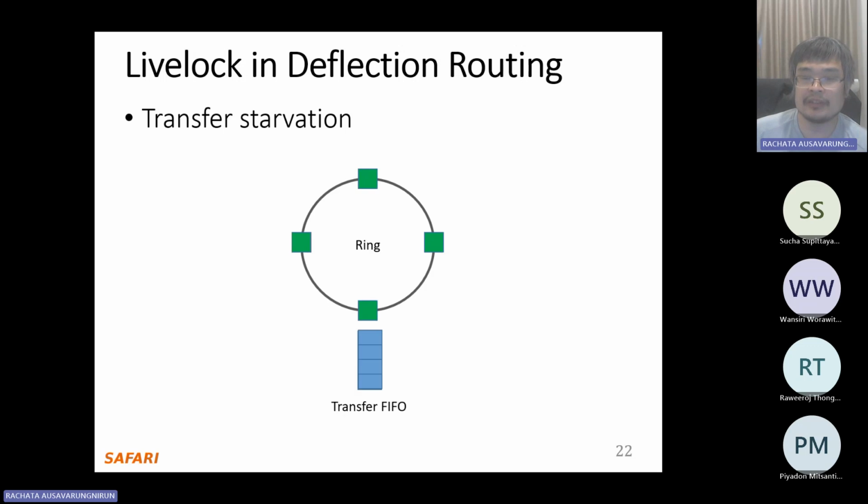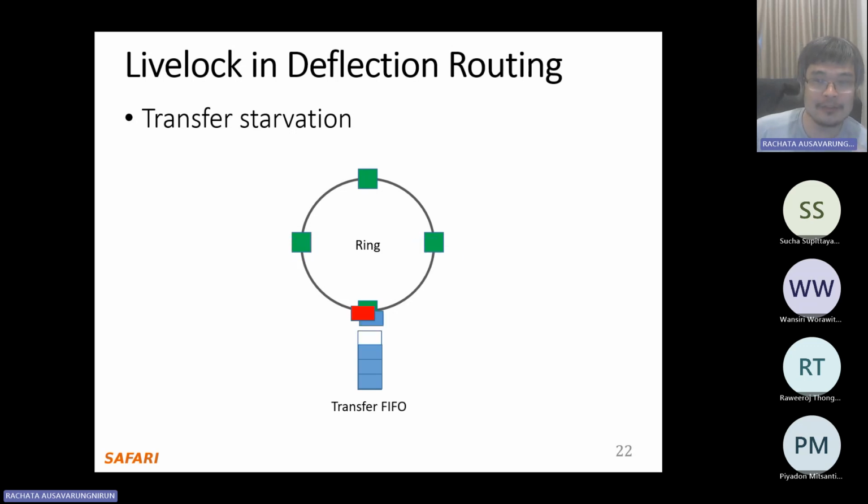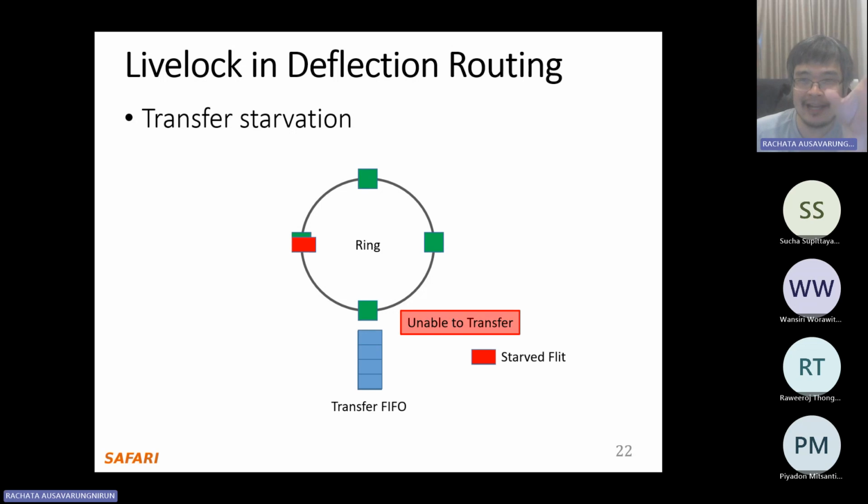Now, at the global level, you can have one more thing. You can have transfer starvation, which is basically the transfer between local to global. So let's say you have a flit like this. You want to go to the global level, but that transfer FIFO, let's say that's your destination. Another flit sneaks in, uses the buffer. So I get deflected. In the next cycle, the same thing happens. So in this case, I am stopped. I cannot go into the transfer FIFO.